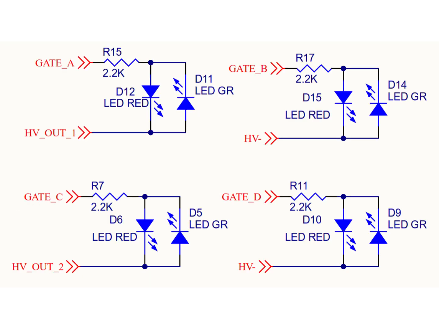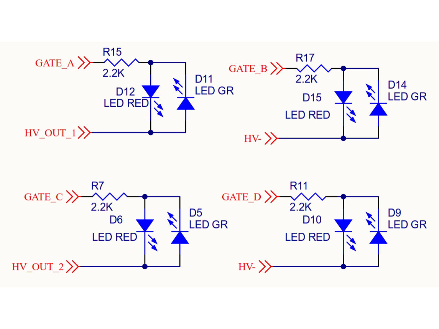This figure shows the LED indication circuits used to monitor the switching state of each IGBT in the H-bridge inverter. Each IGBT gate signal is connected to an LED indicator network through a 2.2 kilo-ohm series resistor. This resistor limits the LED current and ensures that the indication circuit does not load the gate drive signal. For each gate, 2 LED lights are used, one green LED and one red LED, connected in opposite directions between the gate node and the corresponding reference node.